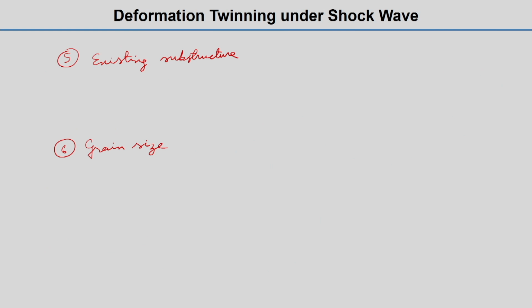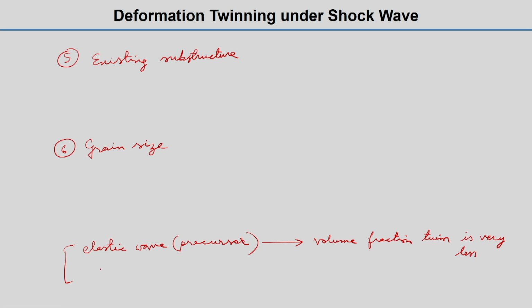Before going to these factors, I just want to mention one more thing: the elastic precursor, that means the elastic wave, which is called a precursor because it travels ahead of the shock wave first, also produces twins, but the volume fraction or volume percentage of twins produced by the elastic wave is very low. But with shock loading, the volume fraction of twins is very high.